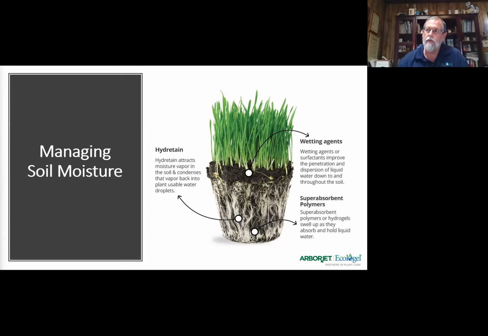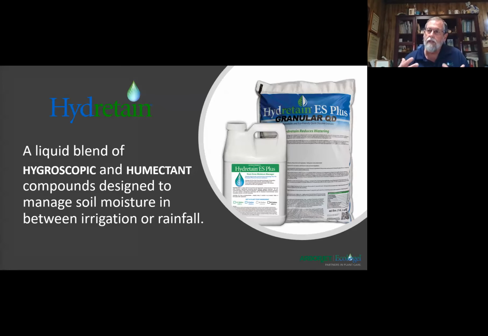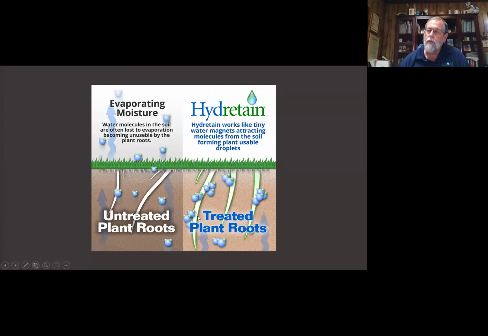And then there's something like Hydrotane, which is a hygroscopic humectant that works totally differently in that it absorbs moisture out of the air. It condenses it like a cold drink coming out of the fridge condenses water on the sides and holds that. So hygroscopic materials attract moisture out of the air, condense it, and the humectants hold it for the plant to use. And we see this in this demonstration where when they're in the root zone, they're like tiny water magnets that condense and create droplets that the plant can use, and you get much more water out of your irrigation dollar.